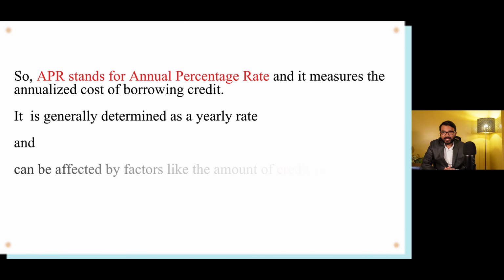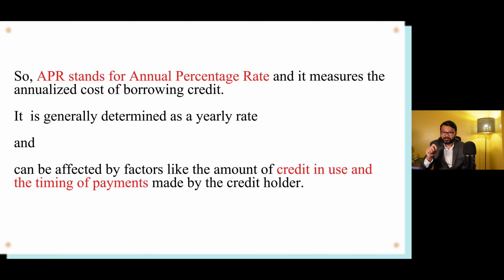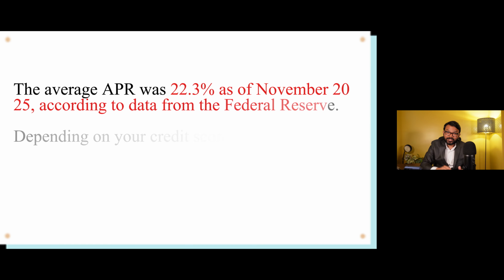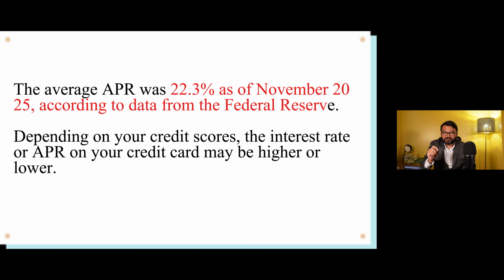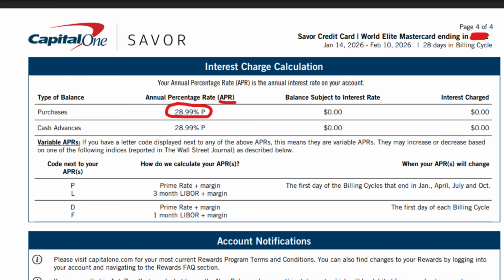So APR stands for annual percentage rate, and it measures the annualized cost of borrowing credit. It is generally determined as a yearly rate and can be affected by factors like the amount of credit in use and the timing of payments made by the credit holder, that means by you. The average APR was 22.3% as of November 2025 according to data from the Federal Reserve. Depending on your credit scores, the interest rate or APR on your credit card may be higher or lower. At the bottom of this statement, you can always find the APR. So in this example here, you can see that it's 28.99%, which is really high.